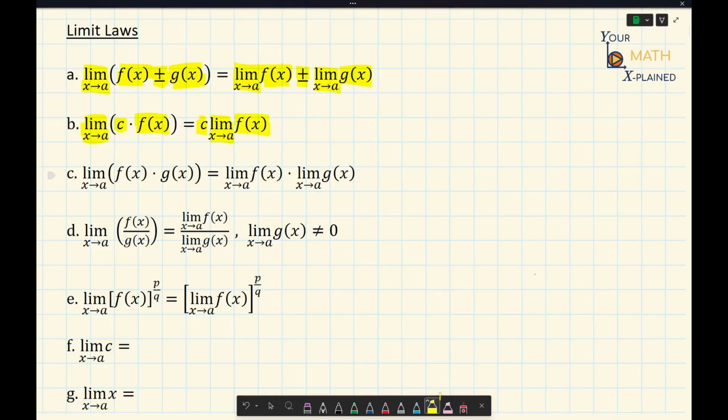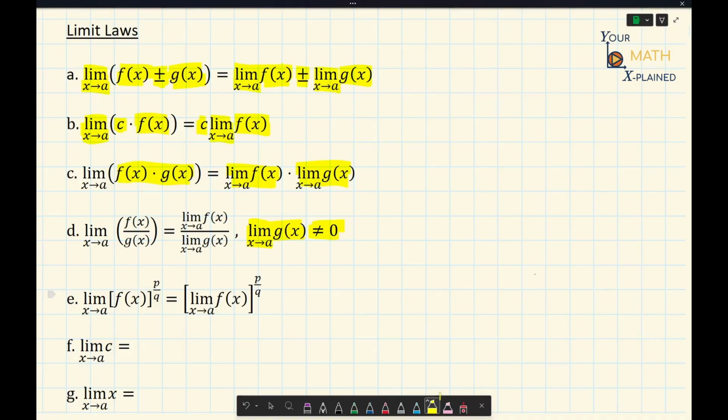The third and fourth one says that if we have 2 functions and they're multiplied together, then we can find the limit of each of them separately and then multiply them together. And same thing with division. The only caveat is that the limit as x approaches a of our bottom function, which is g of x, cannot be equal to 0.